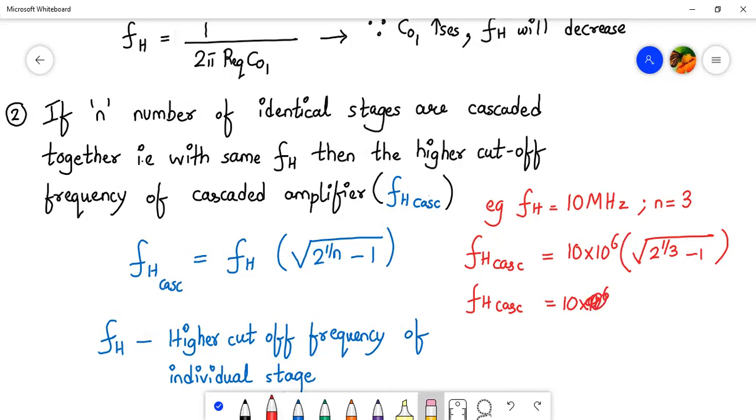I should select the eraser. Let me do that. Now, 10 into 10 raised to 6, and the square root of 2 raised to 1 by 3, minus 1. That value is around 0.5098. So if I multiply this with 10 megahertz, it will be around the FH of a cascaded stage. Let me do that again.